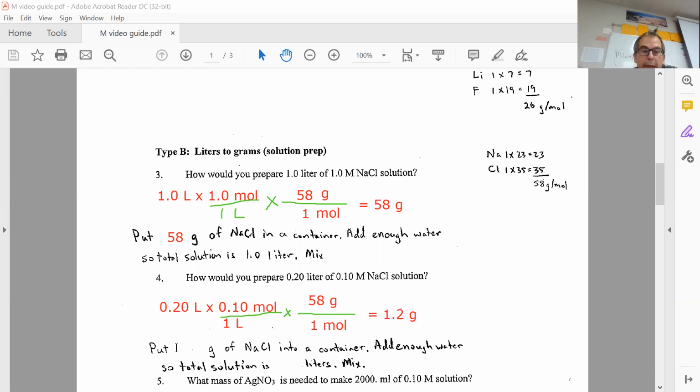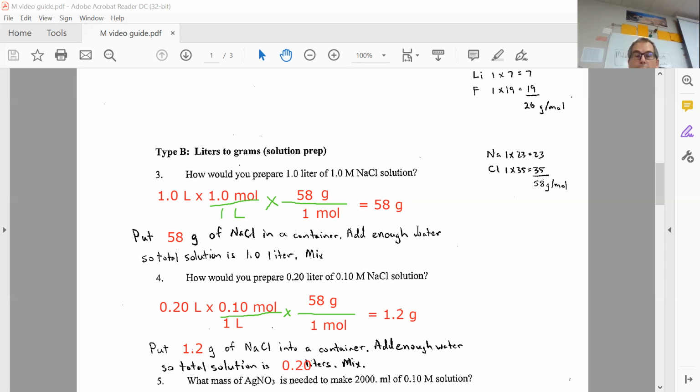So I'm just going to change this here and say put 1.2 grams of NaCl into a container, add enough water so the total is, this time it's going to be what? 0.20 liters, and then I'm going to mix that. Sorry, that got in the way a little bit there. So again, the same type of thing. You're multiplying liters times molarity times the molar mass in both cases, but this time you had less liters and you had less molarity, making it be a smaller amount I'm putting in to make that solution.